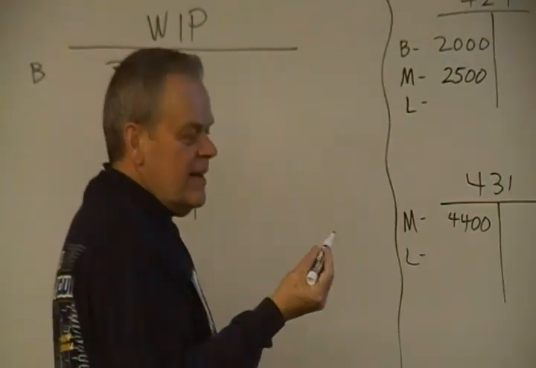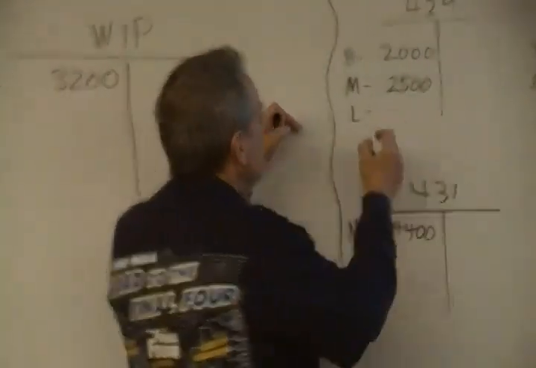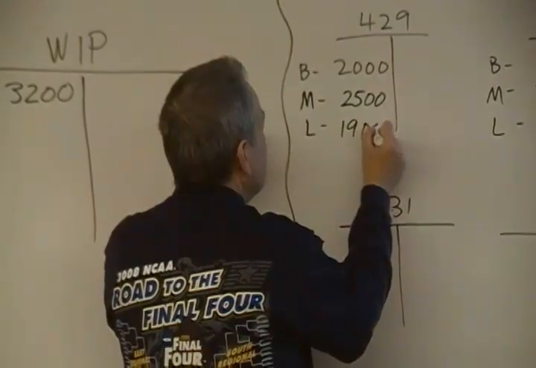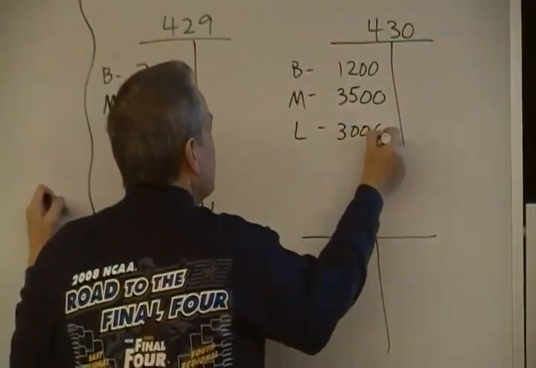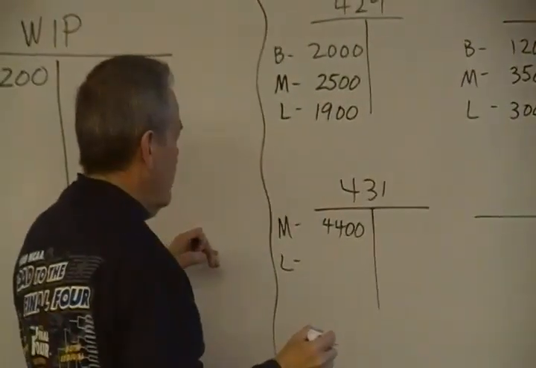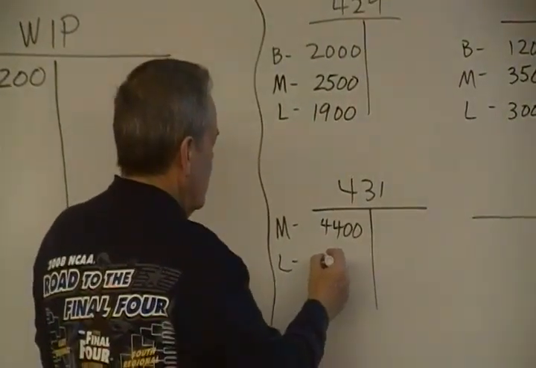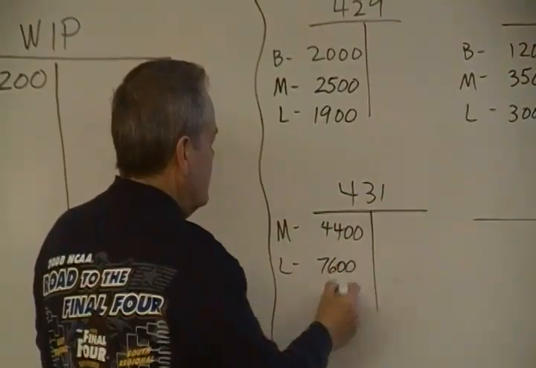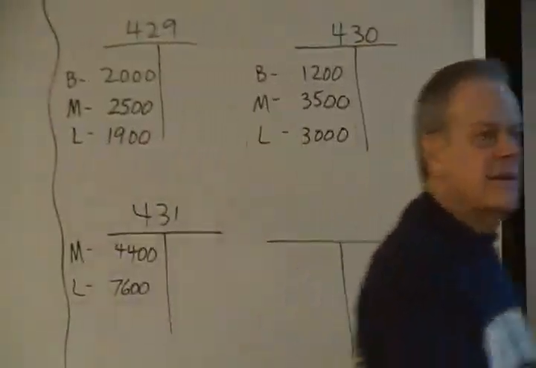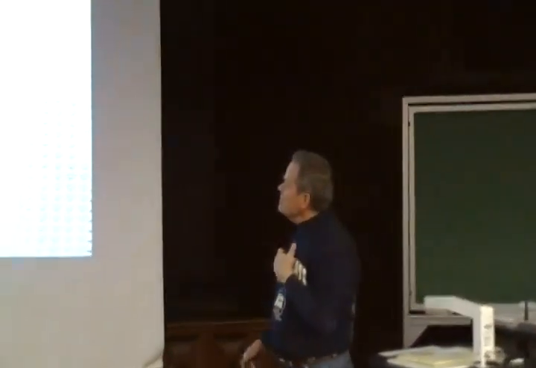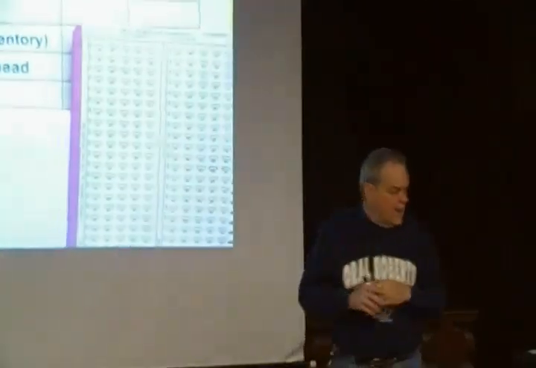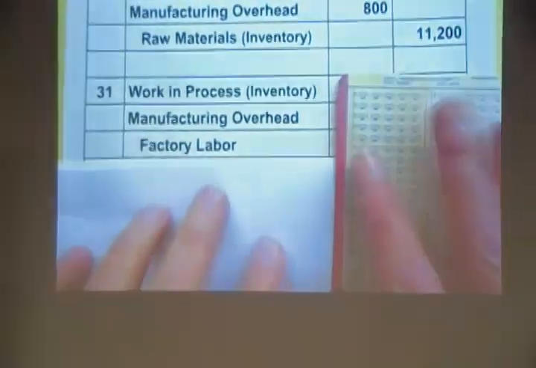Let's do labor. Labor on job 429 was 1,900. Labor on 430 was 3,000. Labor on 431 is 7,600. Do I have the facts right, Sam? Yes, sir. Do I, class? Yes. Who's with me right this minute? Hands up. Sam. Debit work in process. How much? 12,500. That sum.